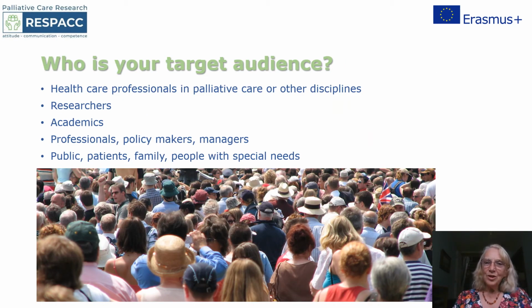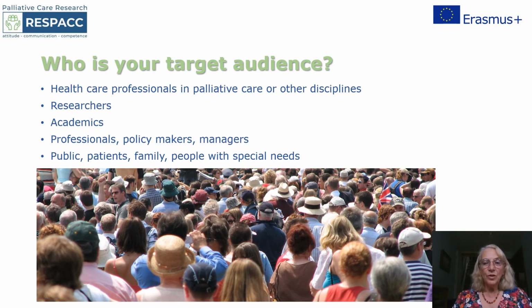So who is your target audience? Because there's loads of people out there. How will they ever find and understand your research if you don't target it quite specifically? And these are the sorts of groups of people that I think you may well want to be communicating with. So healthcare professionals in palliative care or in other disciplines. You might, for example, want to be communicating with cardiologists or neurologists about some of the interesting findings that you have researched. So think about which journals they read.